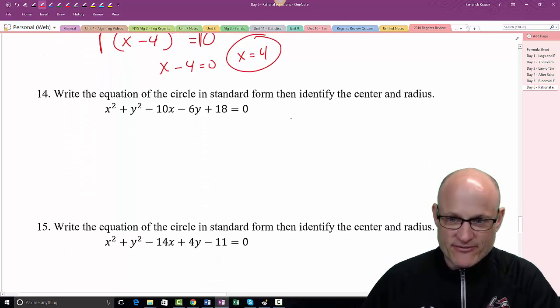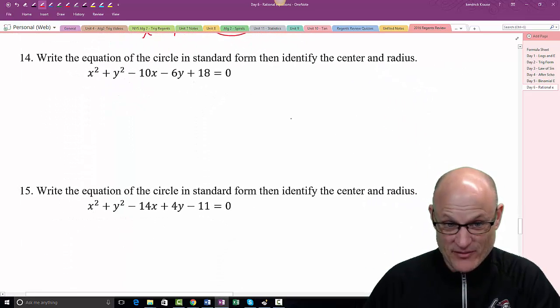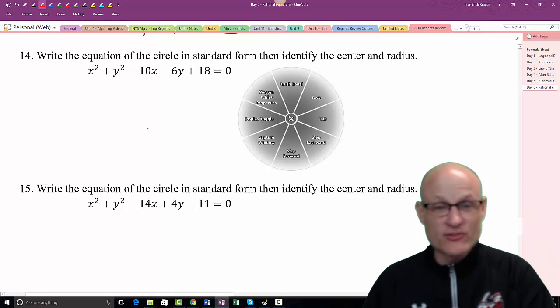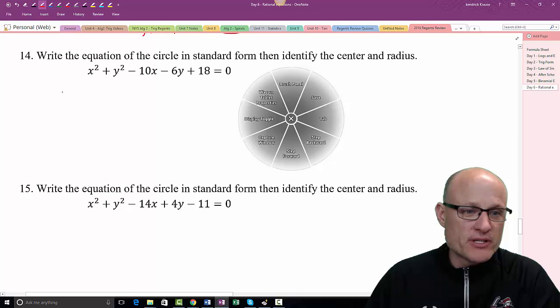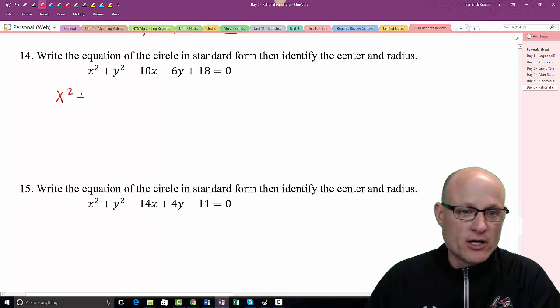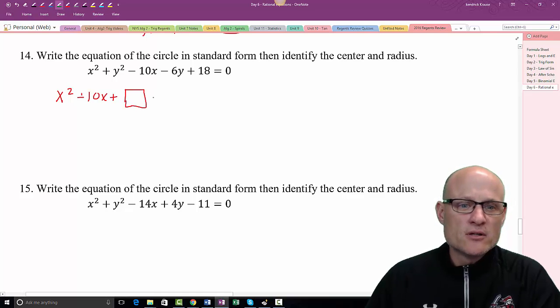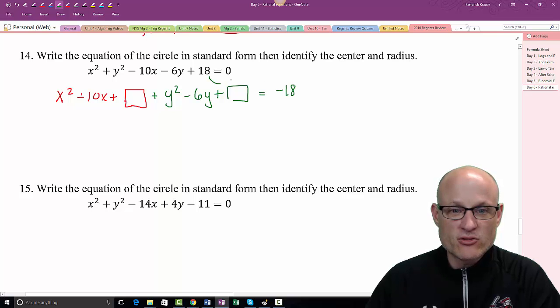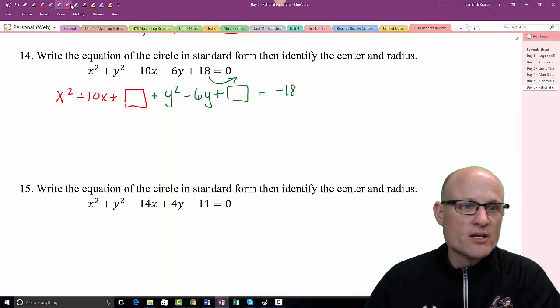We can also do it to find the center and radius of a circle. You just have to do completing the square twice. So we're going to put the x's together. X squared minus 10x plus square, plus y squared minus 6y plus square equals negative 18. Still the constant comes over.